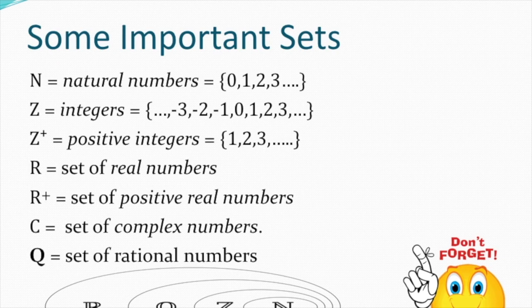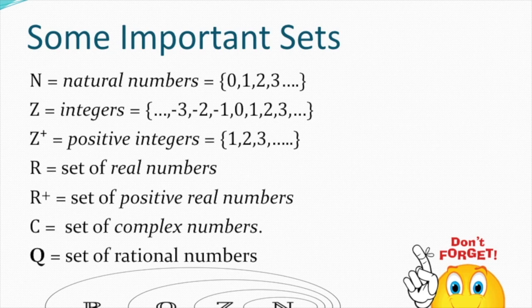Now R is the set of real numbers where we have fractions, 1.5, 2.5, and so on. Now R plus is the positive real numbers, because the previous one contains -2.5, -0.5, and so on. Now C is the set of complex numbers. A complex number is a number you can obtain by the notation a plus b multiplied by i, where a and b are real numbers. We don't really worry now about how a complex number is obtained, but this is how we call the set of complex numbers. And also we have capital Q, which stands for rational numbers.